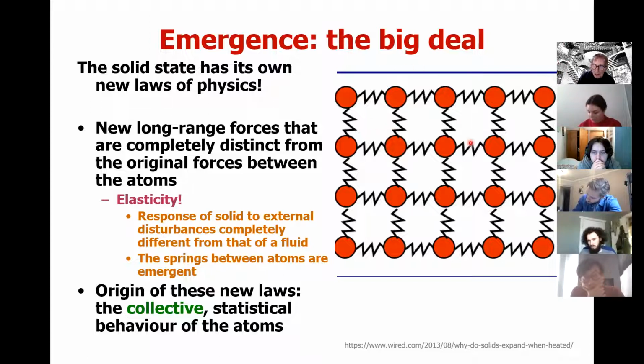So where do these new laws come from? The new laws that describe the solid, they are collective, because all of these atoms now are connected by springs to all the other atoms. So this is a collective phenomenon, and in fact, the elasticity is a property of the statistical mechanics of the atoms. So let me give you an example that you may know.